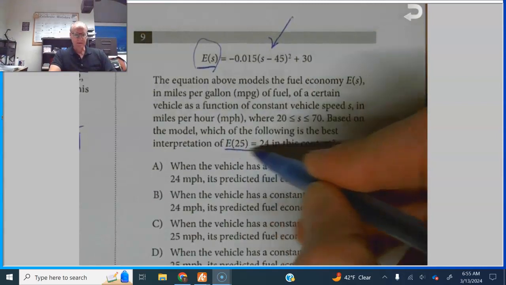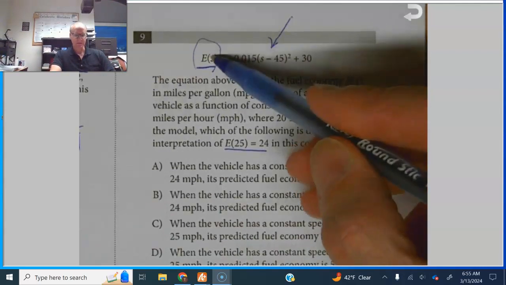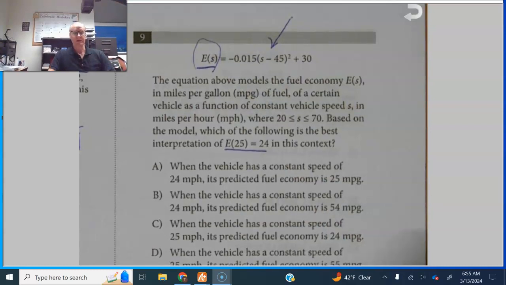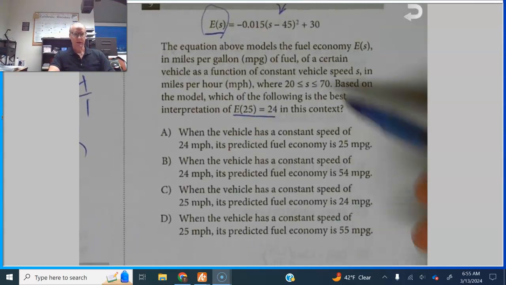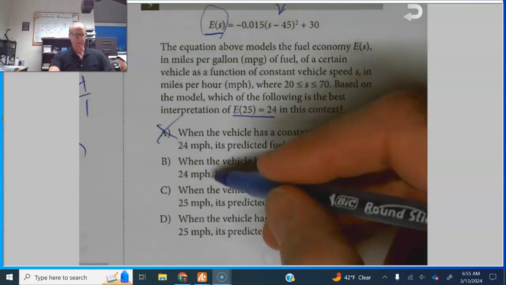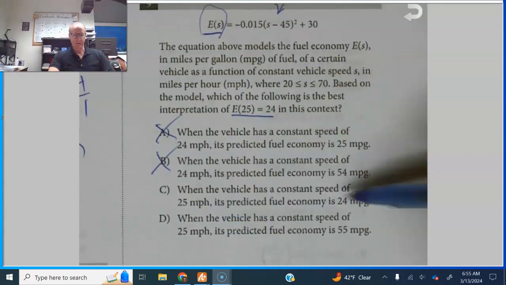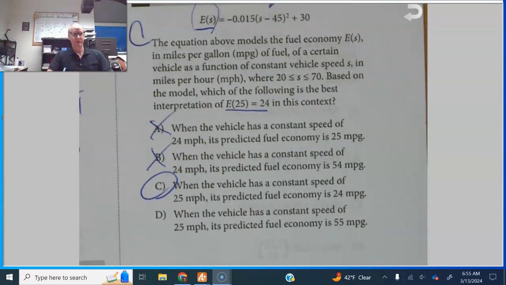If you can read this, the point happens to be 25 being put in because it says E of S. S is the speed, 24 is the fuel economy. And you can read which one that is. A constant speed of 24, nope. Vehicle has a constant speed of 24, nope. A constant speed of 25 miles per hour gives you a fuel economy of 24. And we are done and moving on.